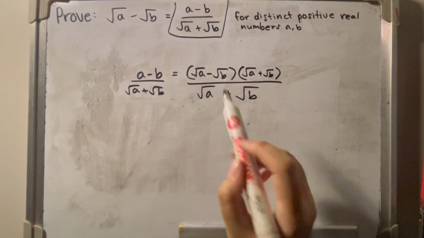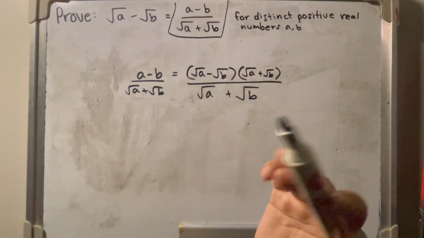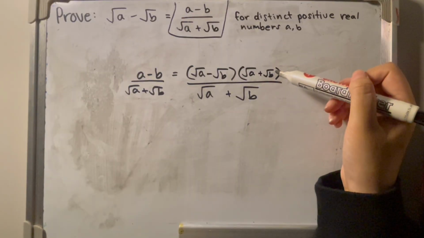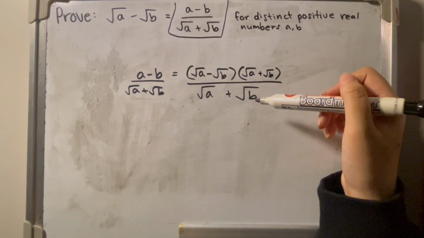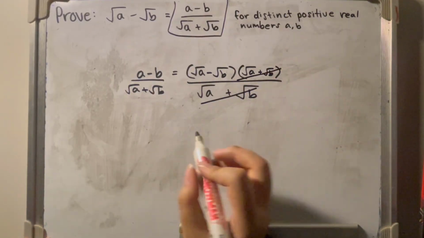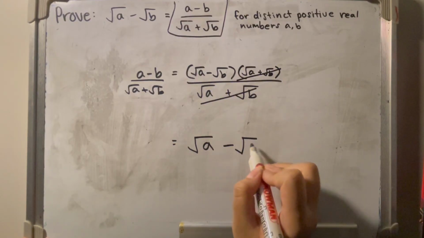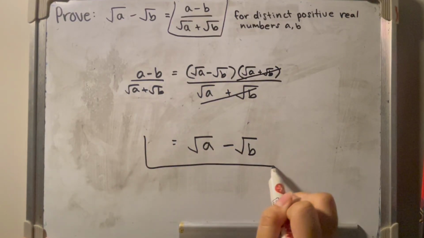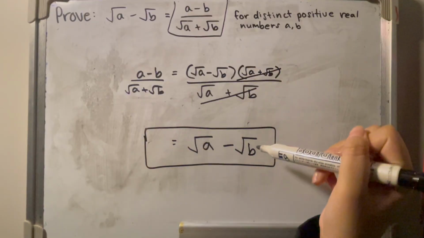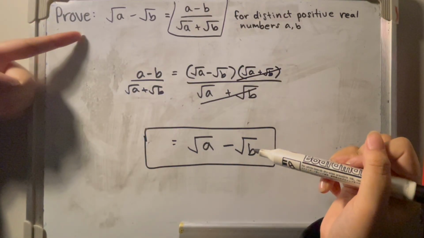So as you can see, we already rewrote the top in this format over here, and we can notice that we have square root of a plus square root of b on both the top and the bottom now. So now we can just simply cancel them like this. So now we are left with the square root of a minus square root of b. So that is our new right hand side. And as you can see, this right hand side is the exact same as our left hand side.